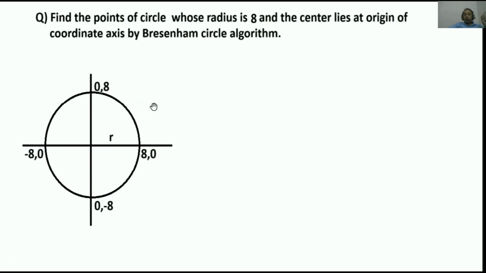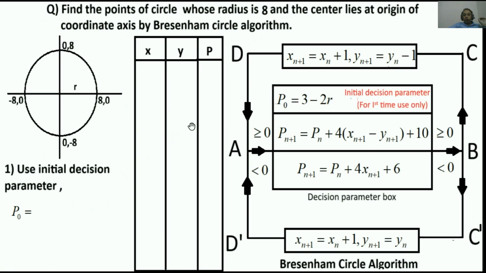What I told you in the beginning is that we have to find the points of only one octant, and the rest of the points we can find by applying the principles of geometry which we have already discussed. So let's start. This is the Bresenham circle algorithm. We can say it is a sort of mathematical engine, with the help of which we will find the points. This is x, this is y, and this is the decision parameter.